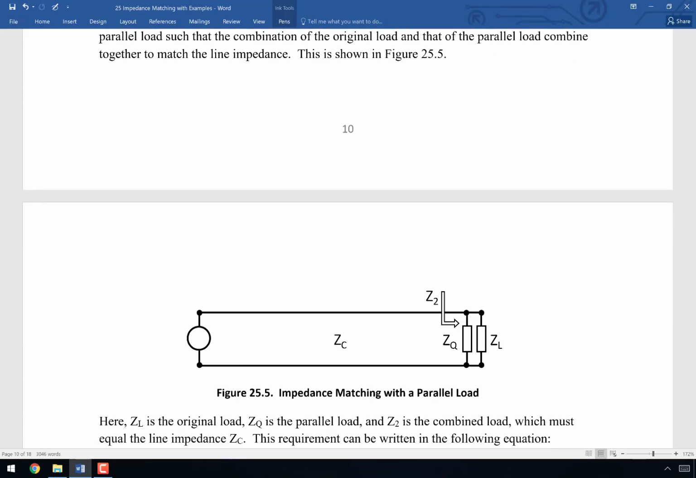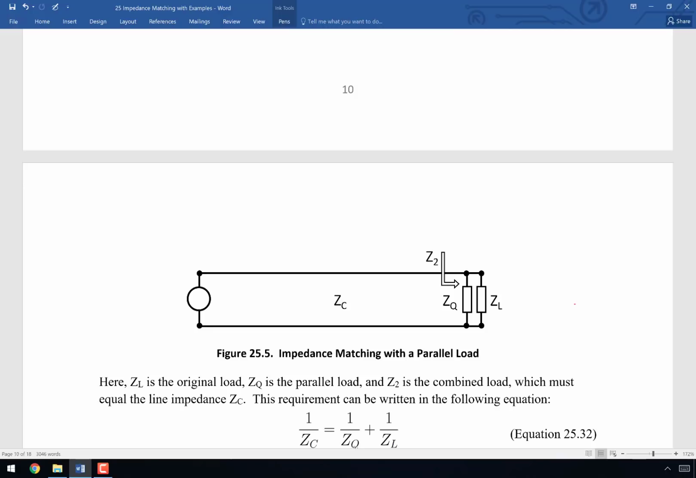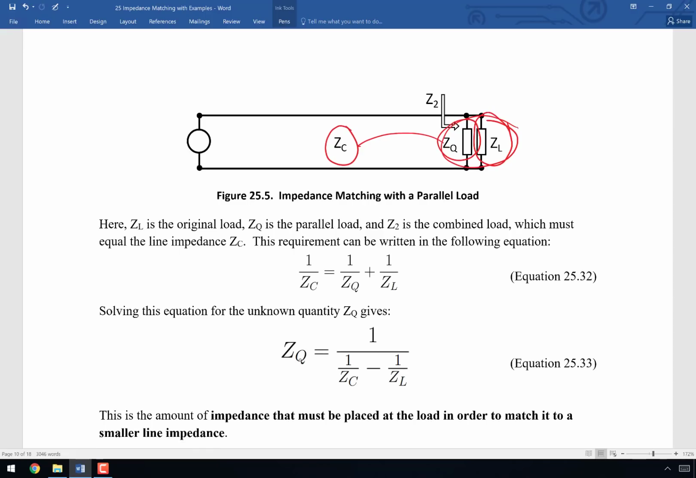So here we're going to simply take the load impedance. Remember that we have this load impedance here, and it is a mismatch to the characteristic impedance of the line. We're just going to put another impedance in parallel with that one and take the combination of those two and match that to Z sub C. So let's do the math on this one.